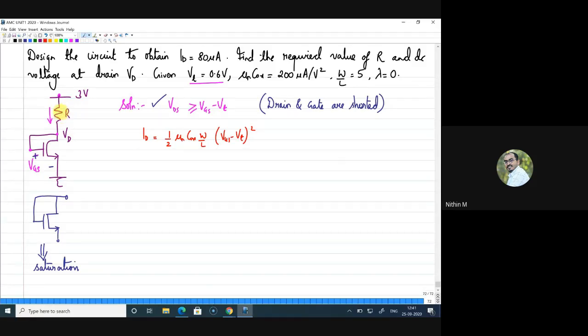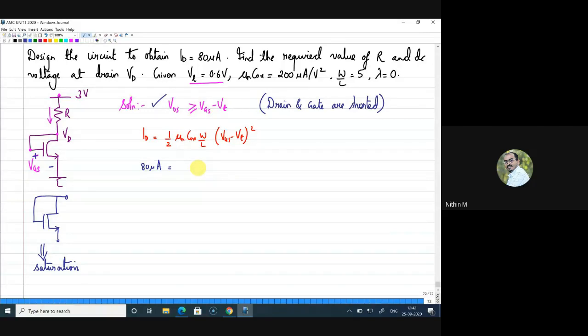If I want to find the resistance value R, I know the current, but I should know my drain voltage. But the drain voltage is the same as the gate voltage, that is nothing but the VGS voltage. So from the MOSFET's drain current equation, I can find VGS. Can I get the answer for VGS if you solve this? ID is 80 microamps. So 80 is equal to, mu n Cox is 200.